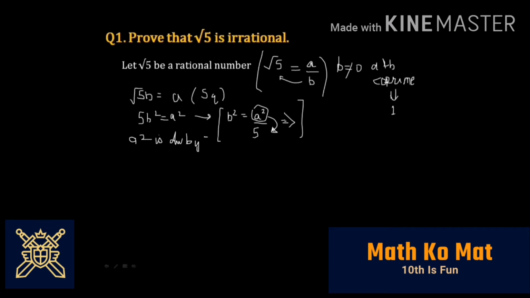Now as you have studied in theorem 1.3, if a squared is divisible by some factor, then a would also be divisible by that factor. So this implies that a is also divisible by 5. Take it as line 1, just for reference, you don't have to write it in the solution. So this means that a is divisible by 5.